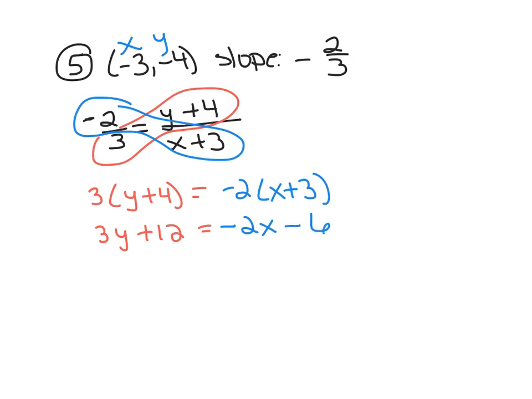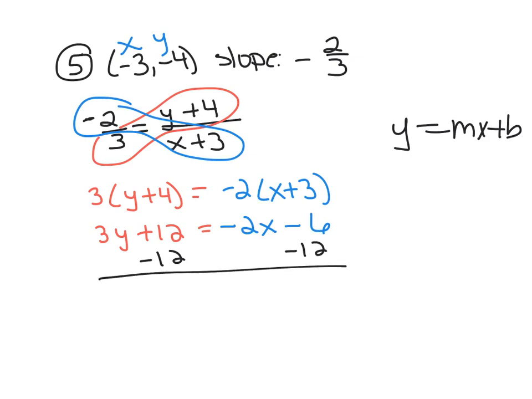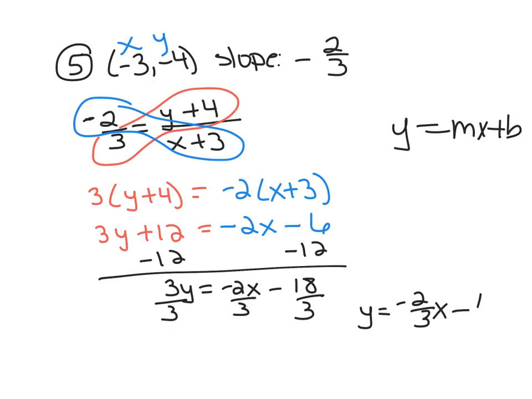Now, solving it like normal, because you got to have y equals, okay, the mx plus b. So subtract the 12. Subtract the 12. You're at 3y equals negative 2x minus 18. Divide everything by 3. Y equals negative 2/3 x minus 6, because this time it divided evenly.